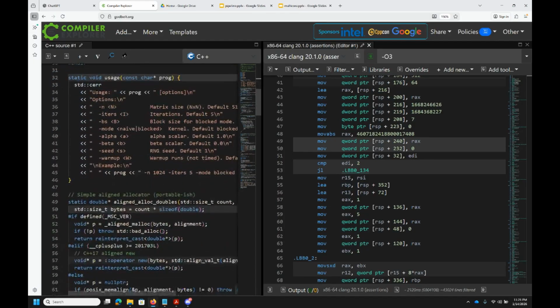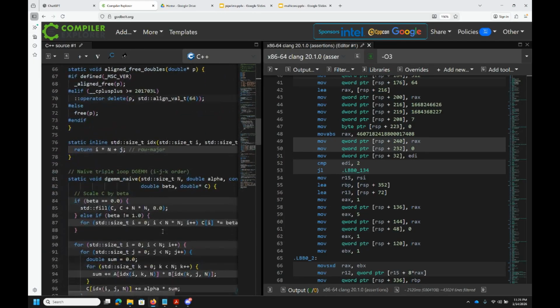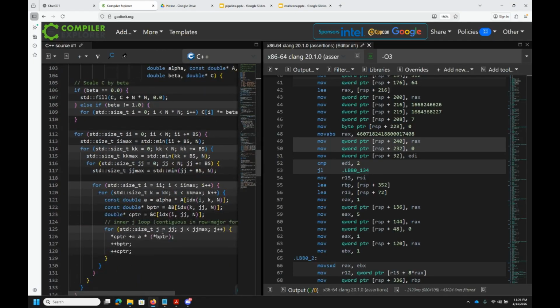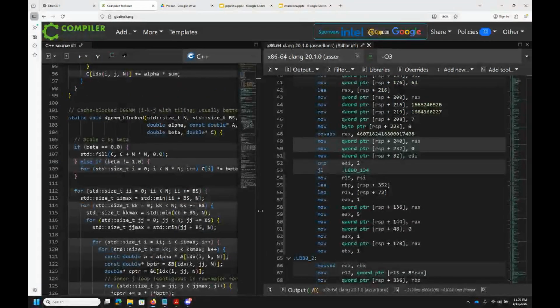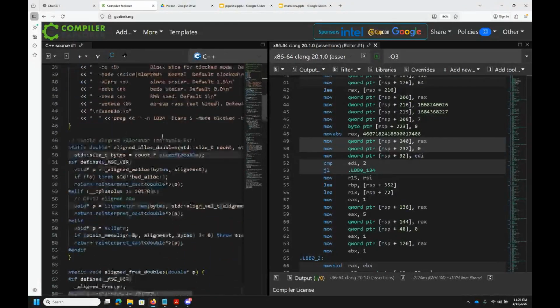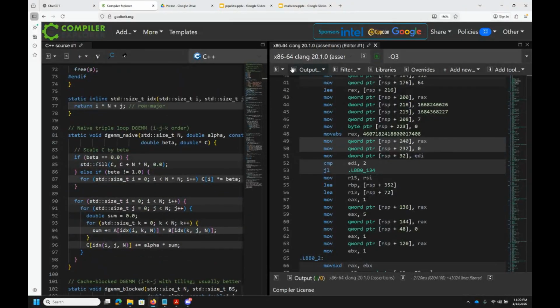Okay, it takes two big matrices and multiplies them. It's a very optimized matrix multiplication program, so it'll look very complicated. Maybe the code will look complicated and the assembly will look complicated. But at the end of the day, you're just multiplying two matrices. It's something that we've all done, right?